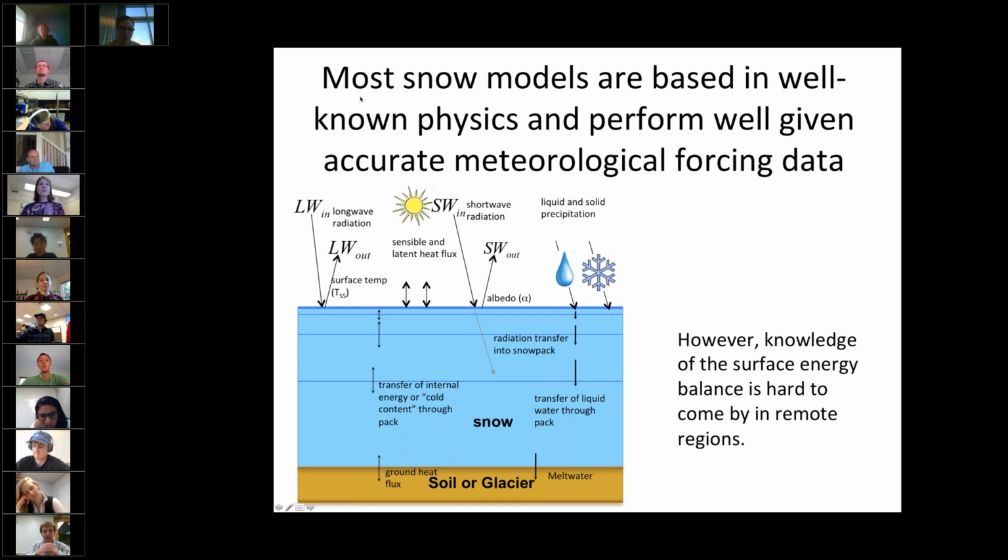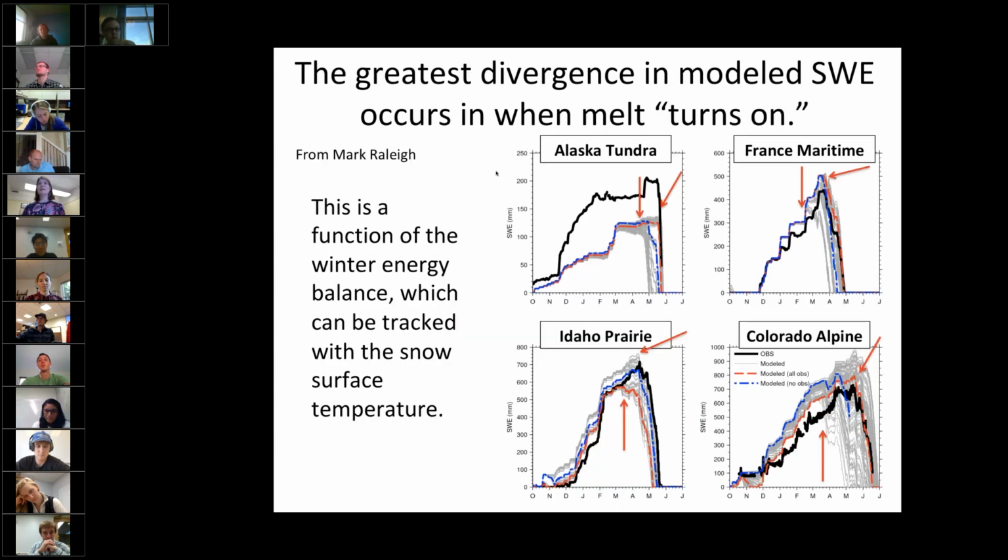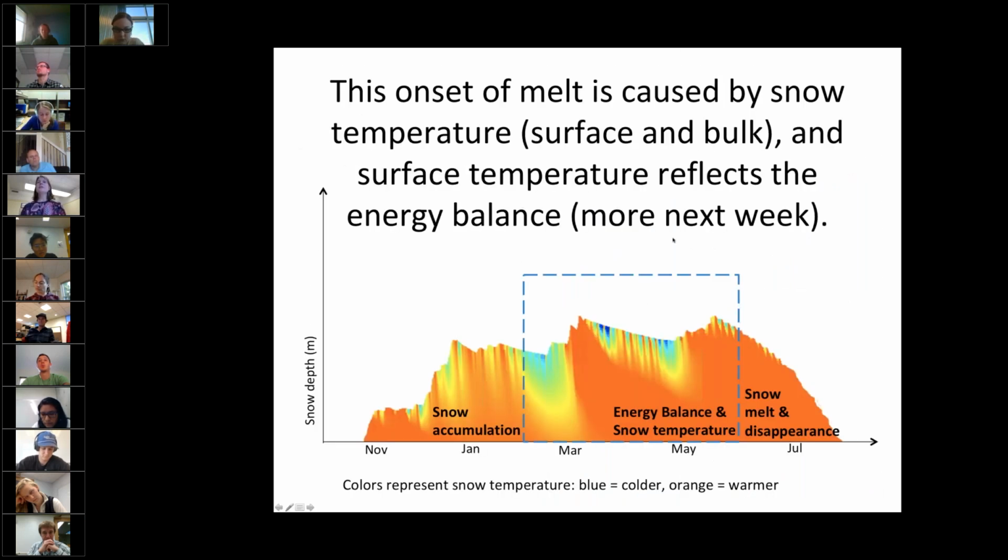Again, most snow models are based in well-known physics and perform fairly well given accurate forcing data. However, the surface energy balance can be hard to come by in remote regions. And you can see here that I've got arrows, what I was circling before, is that the greatest divergence besides the issues with just getting precipitation right is when the melt turns on here, right? You've got the very wide variety at the Colorado Alpine site. You can actually track this with the surface temperature.